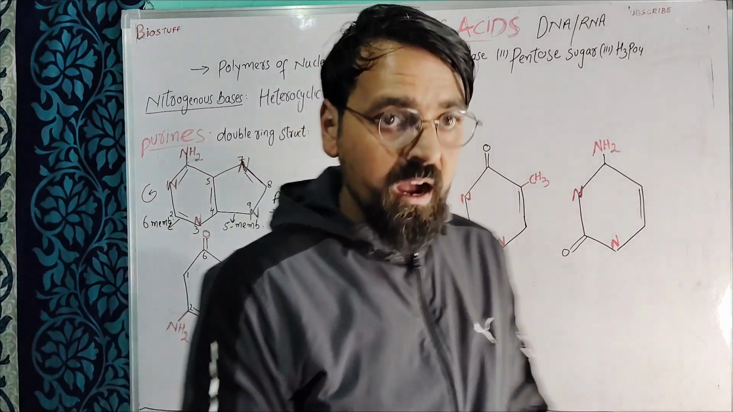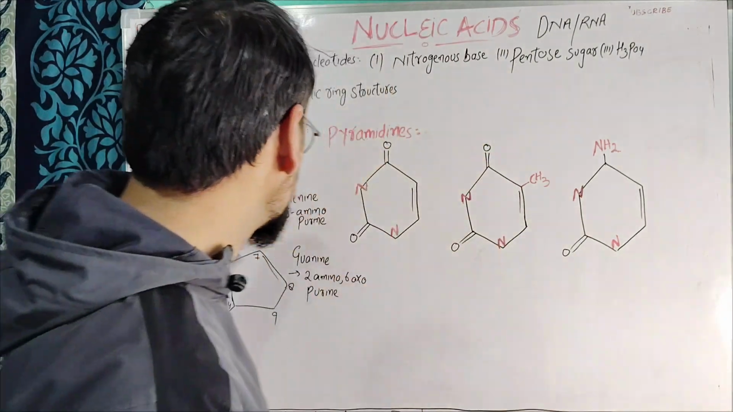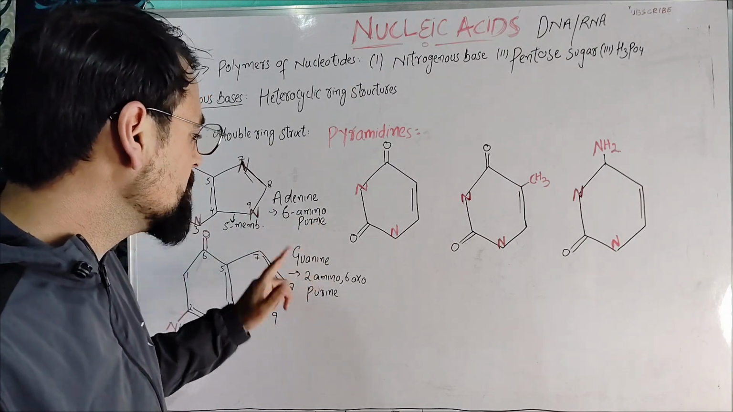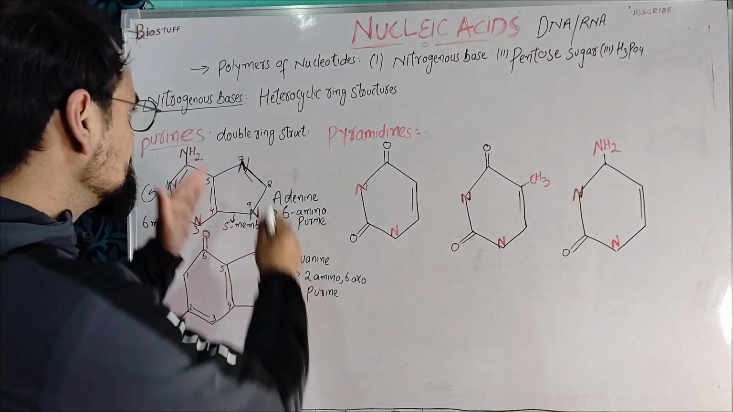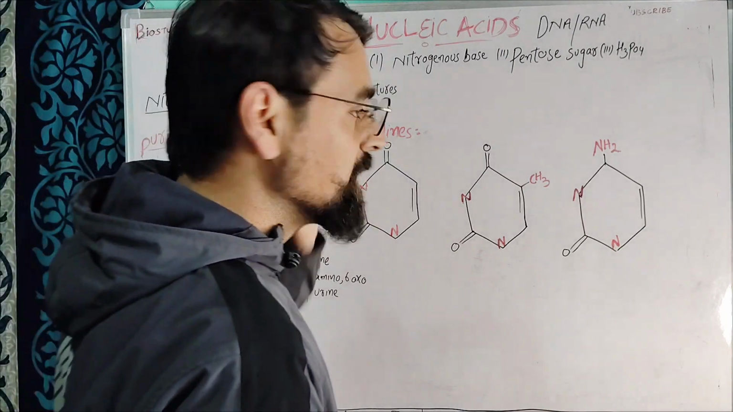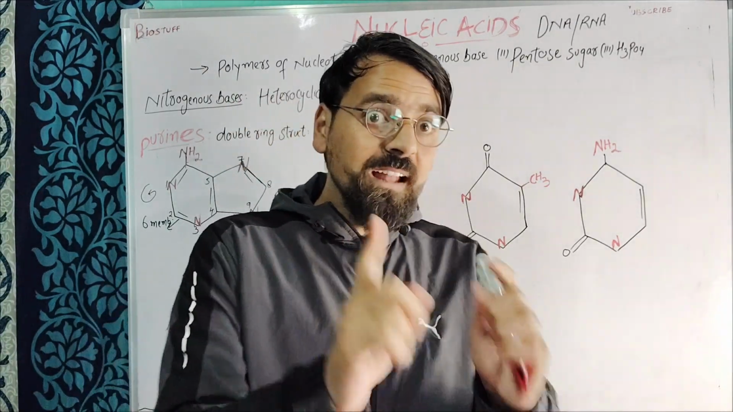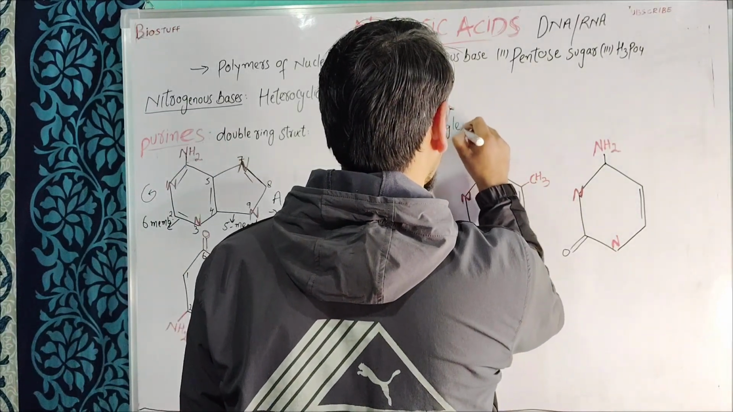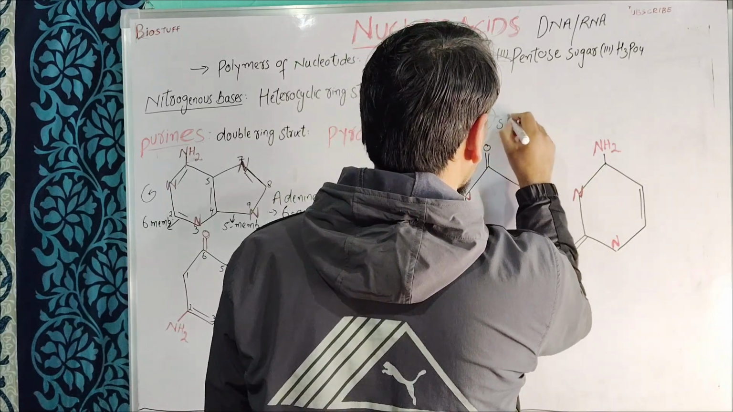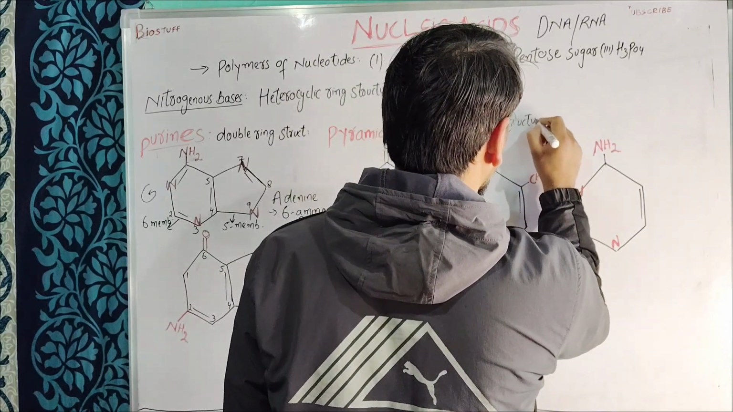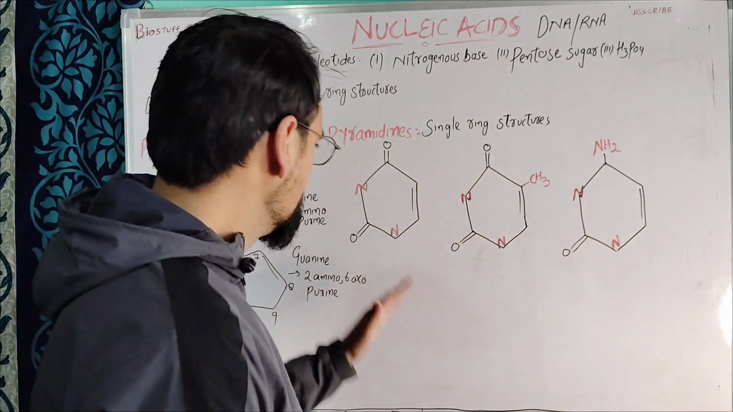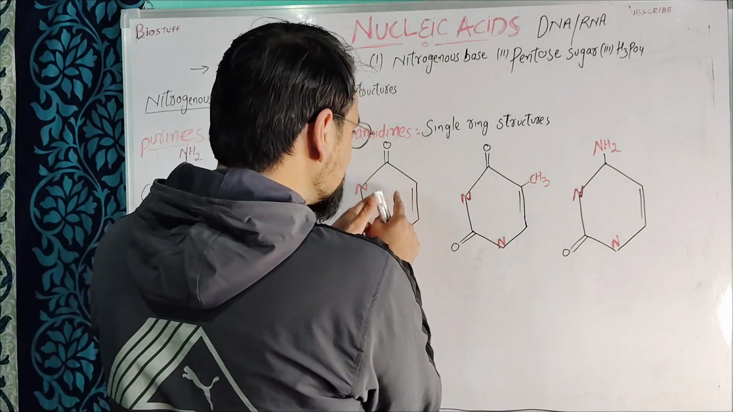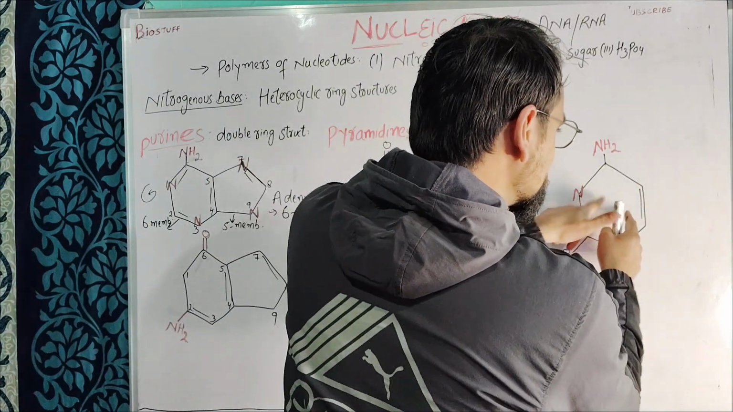So my dear friends, under purines you have to remember only these two structures. You have adenine, you have guanine. Adenine means 6 amino purine and guanine means 2 amino 6 oxopurine. Double ring structures. Now, what are pyrimidines? Pyrimidines are single ring structures. We can see this has got a single ring structure.